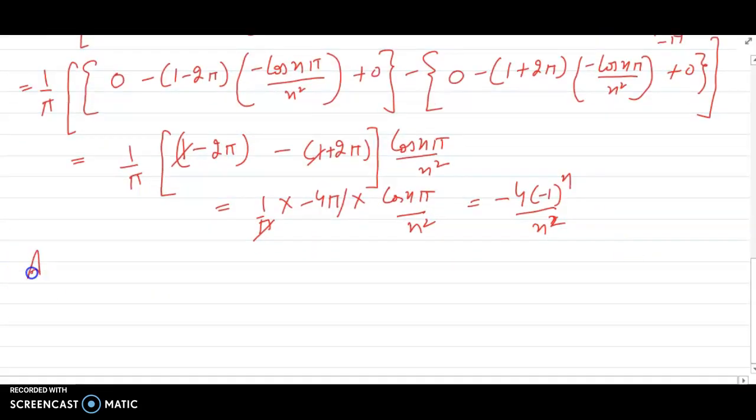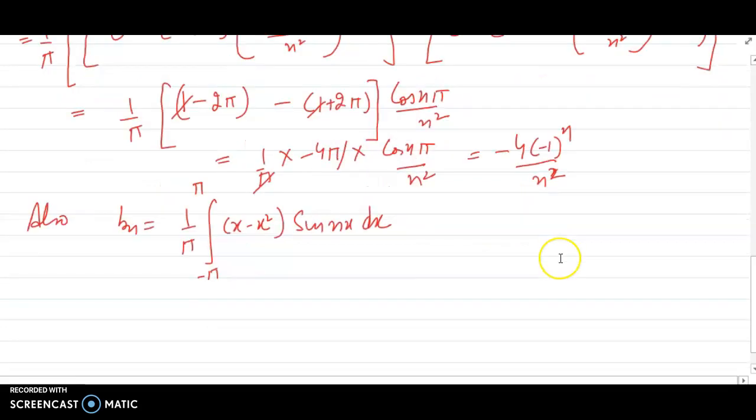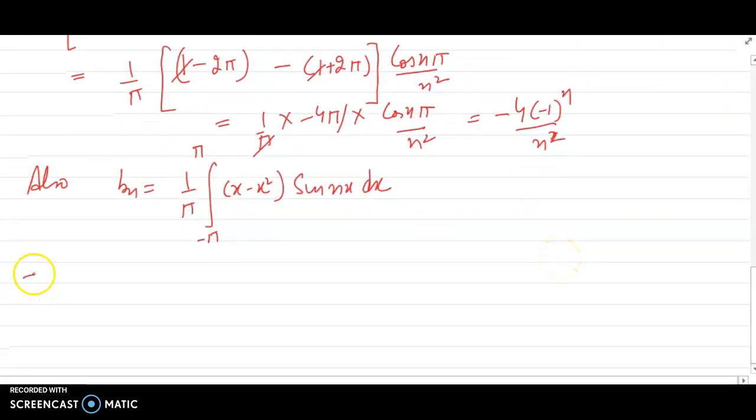This is the value of a n. Also, bn is 1 by pi integral from minus pi to pi of x minus x square into sine of nx dx. This is equal to 1 by pi as it is.